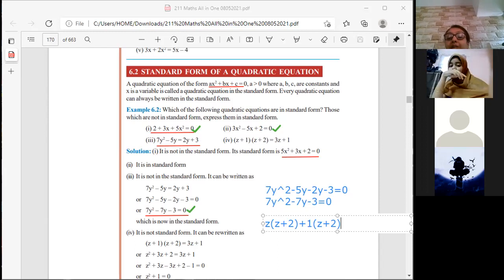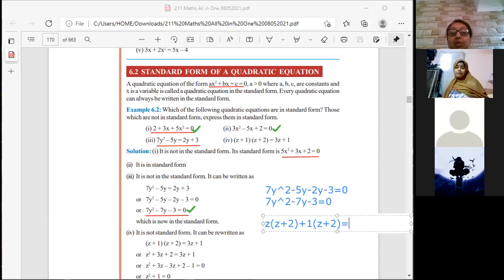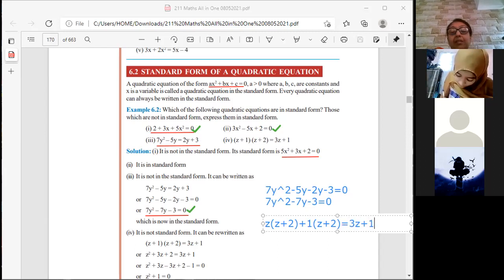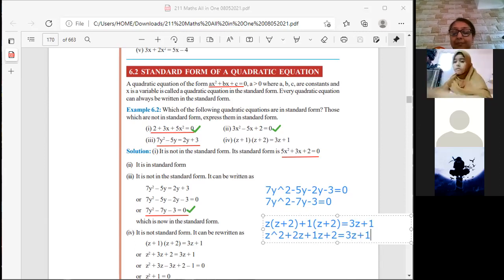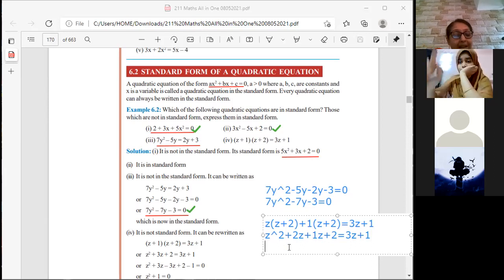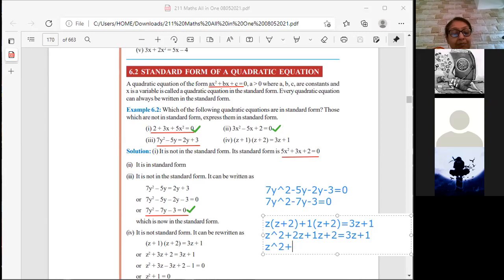Okay. Can we go to question 4? Any doubt with question 4, multiplication of two brackets? No. Okay. So this should be equal to 3z plus 1. Now I'm going to open the bracket. z multiplied by z, what is it going to be? z square. Plus 2z, plus 1z, plus 1 times 2 is 2, is equal to 3z plus 1. Am I right? Yes. Now I write it in the same way: z square plus 2z plus 1z, what will it become? Plus 3z plus 2, is equal to 3z plus 1.